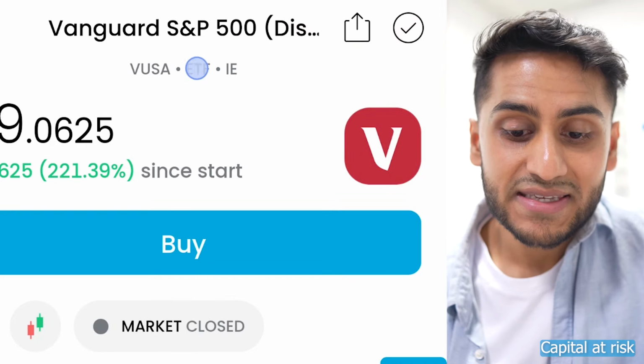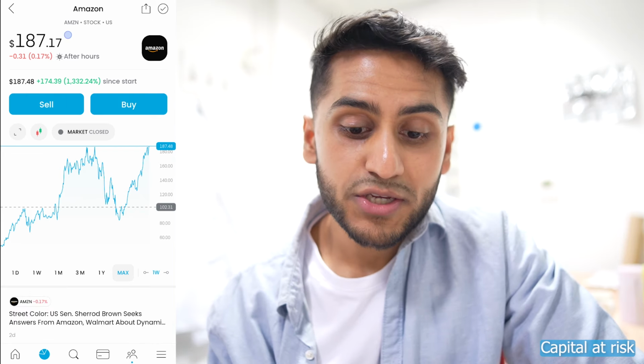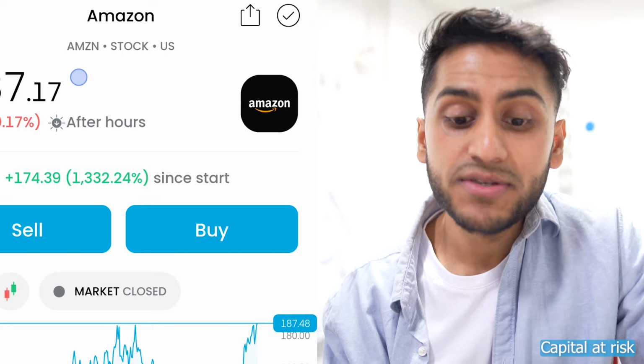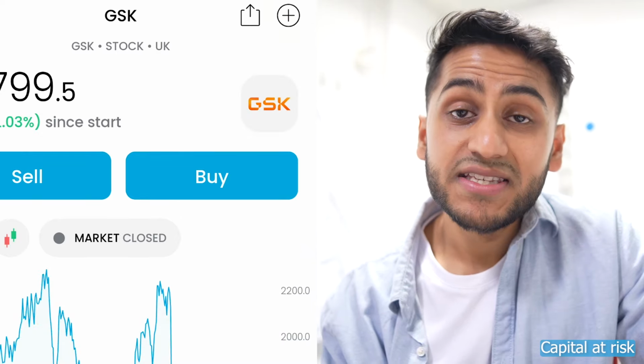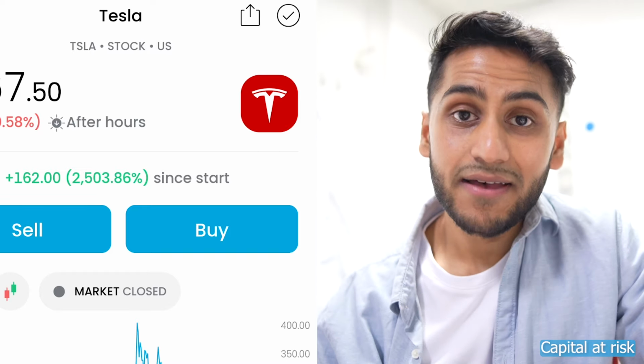So on the top, we can see it says ETF here, but here it says VUSA. This is the ticker code. Now every stock, even Amazon, will have a short character ticker code. Here for Amazon, it is AMZN. For GSK, it is GSK. And another example, for Tesla, it is TSLA. Now this ticker code corresponds to a specific fund.